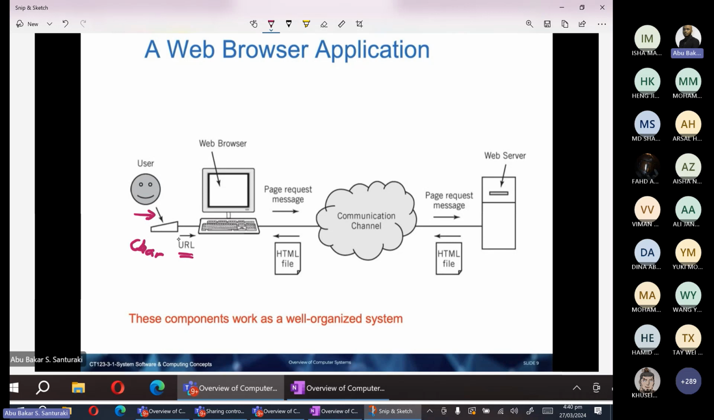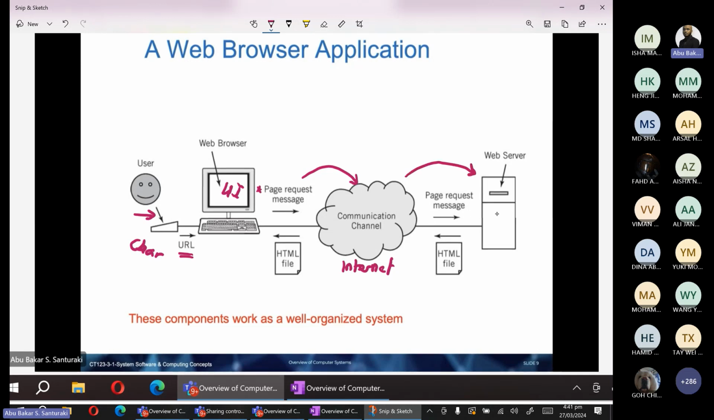So we type it into the web browser interface. Here we have a user interface for the web browser. The web browser then takes this URL, formulates it as a page request and transmits it over a communication channel. This is our internet. Once it arrives at the internet, there are some technologies that help the message get to where it's going. So here it's coming to a web server.